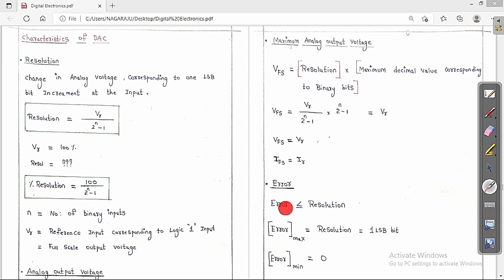So error is always less than or equal to resolution. The maximum error is equal to resolution itself.